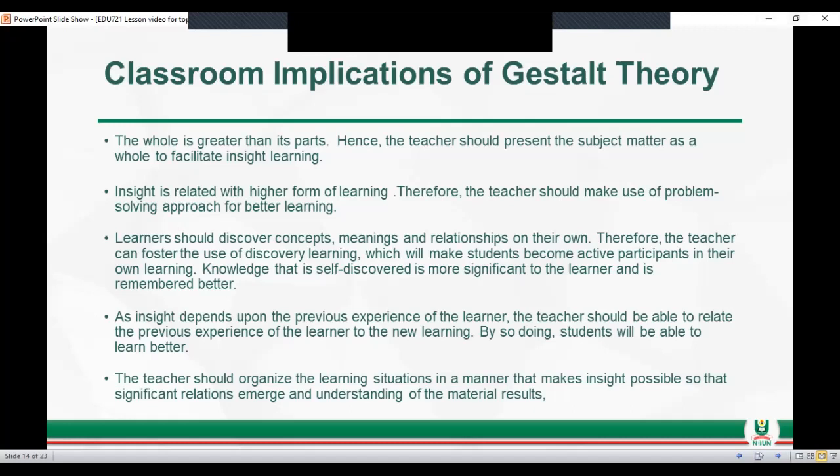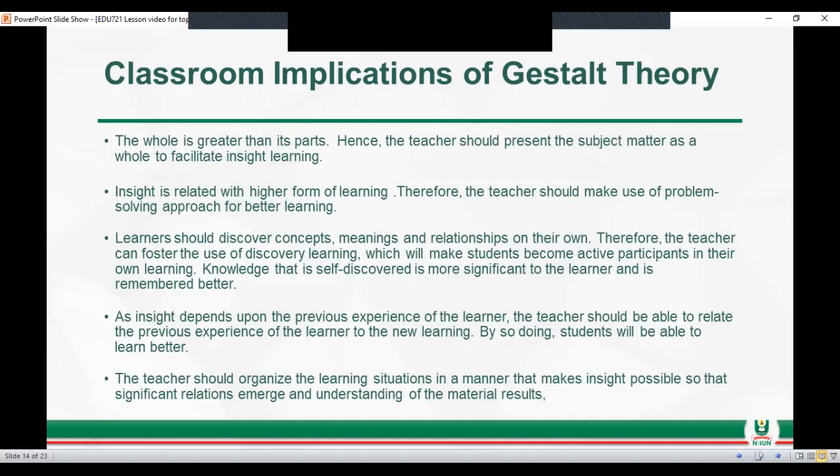As insight depends upon the previous experience of the learner, the teacher should be able to relate the previous experience of the learner to the new learning, bring up what they have learned before that is related to the new learning, so that the student will form a link between the previous experience and the new learning. This will make them learn better.